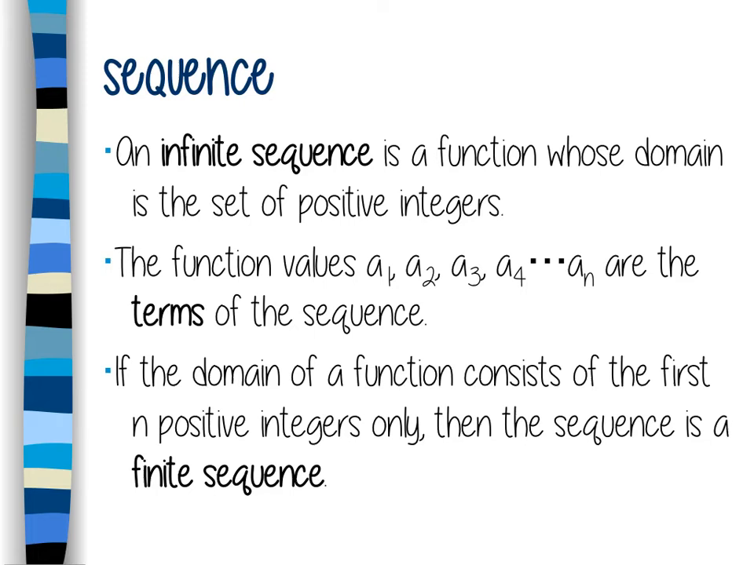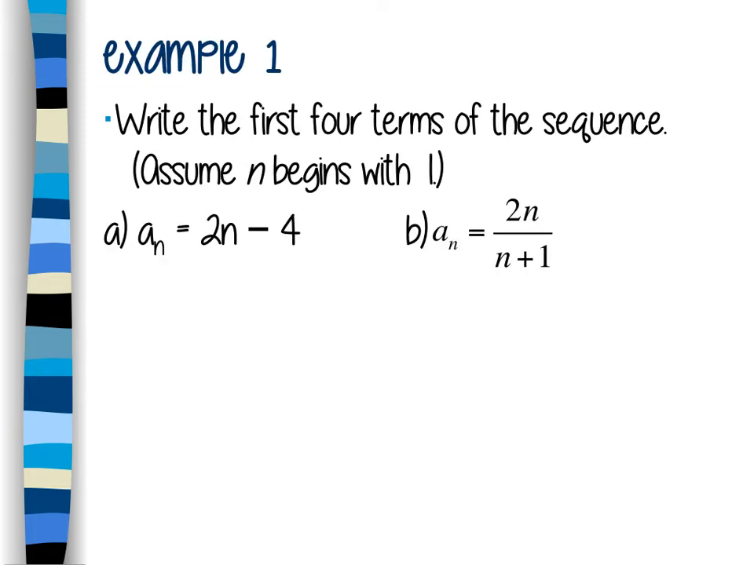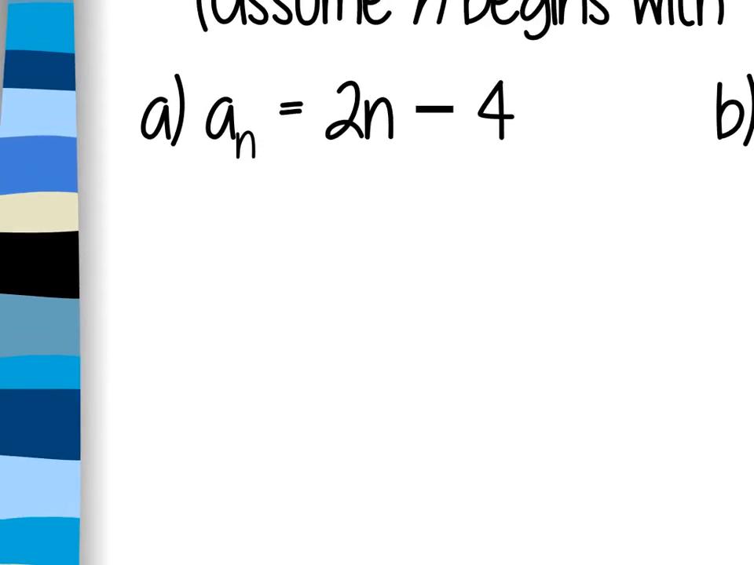And what you're plugging in, so what those little subscripts are going to start with 1 unless it says otherwise. It will start with 1 and it will go up to however many terms you want it to be. You'll always plug in whole numbers here and positive whole numbers. So the first kinds just say stuff like this. Write the first 4 terms of the sequence and assume n begins with 1. So from here on out, we'll assume it begins with 1 unless it says otherwise.